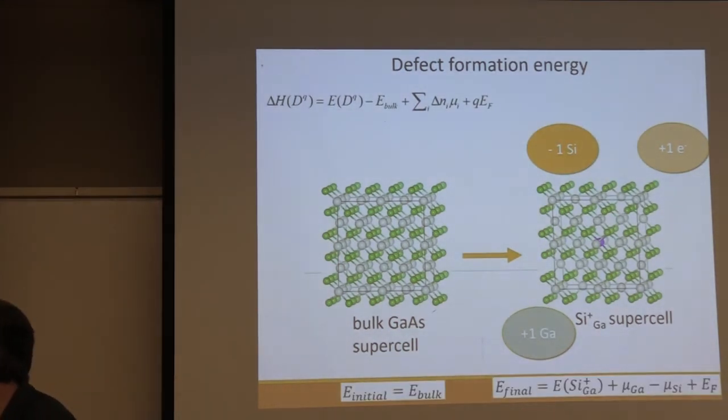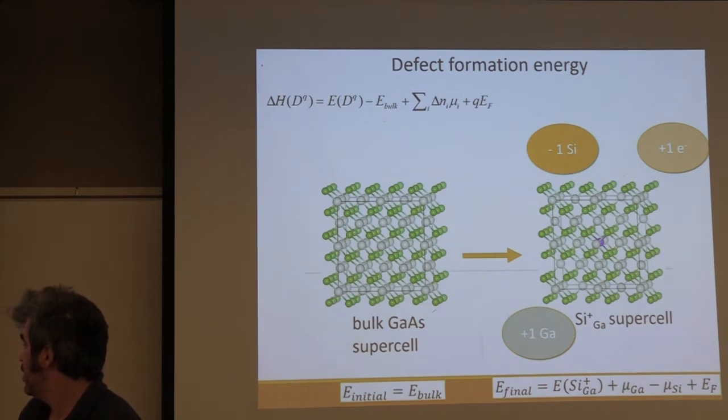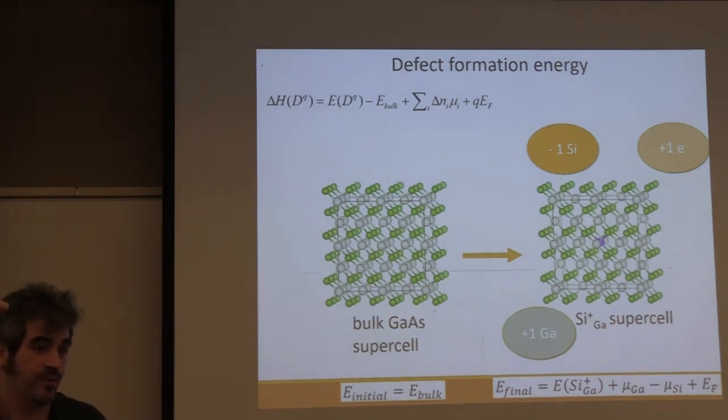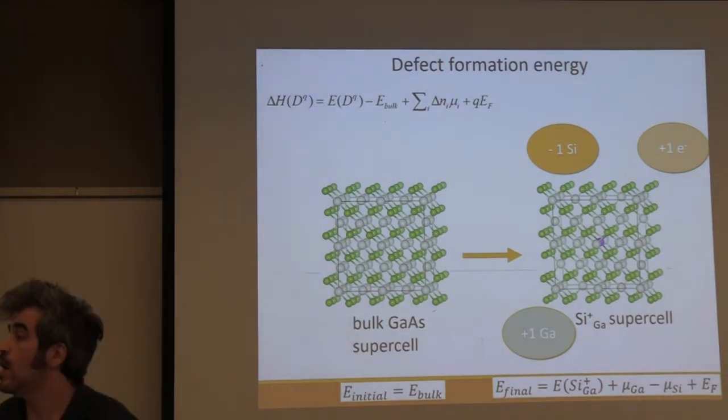So if we look at this energy relation, the final state is, well, we have the energy of this defect cell, which is positively charged, plus a gallium in the reservoir, minus a silicon from its reservoir, plus the Fermi energy. Because the Fermi energy is the electron reservoir. That is where you put the electron chemical potential.